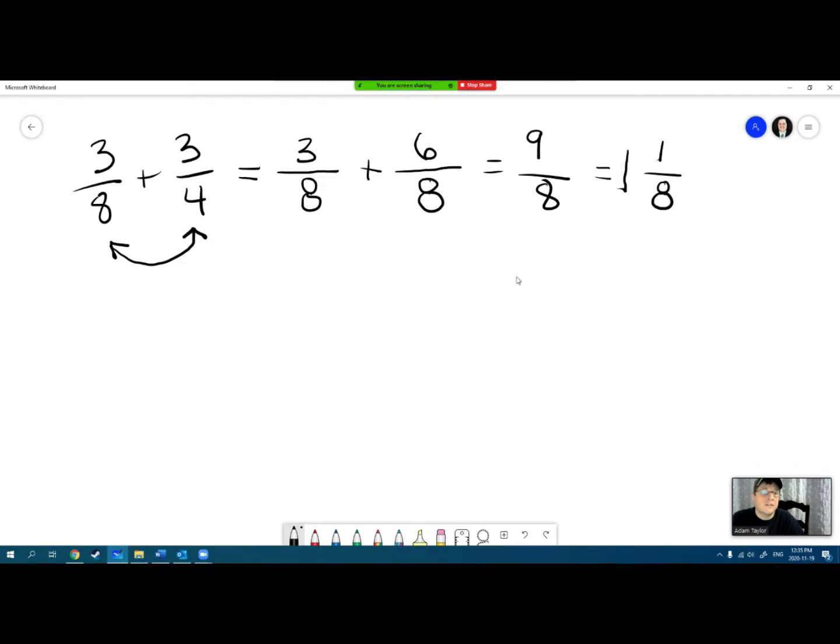Okay. So this is how I would expect you to answer your final answer on any assignments that you do. So first, find the common denominator. Whatever that number is, make sure that whatever you multiply the denominator by, you also multiply the numerator by. And we'll do one more example here.